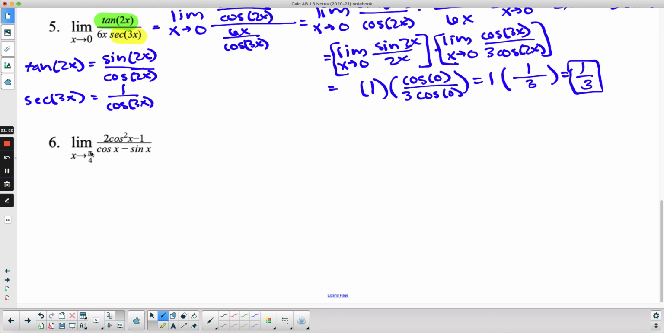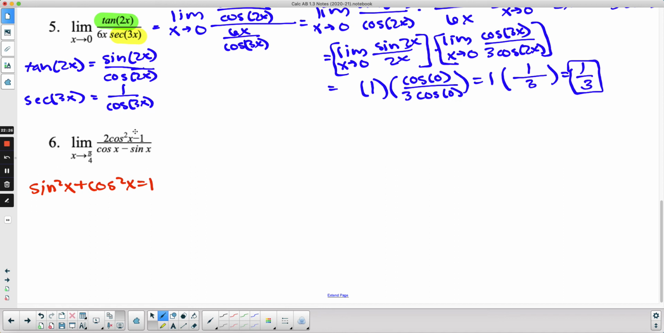So here, if we plug in pi over 4, cosine of pi over 4 and sine of pi over 4 are the same, so we get 0 on the bottom. So direct substitution won't work. So we're going to have to manipulate this somehow. So the trick here is to see, okay, we have a 2 cosine squared. Anytime I see a cosine squared or a sine squared, I automatically go to the Pythagorean identity that involves sine and cosine. So sine squared plus cosine squared equals 1. That's always a good one to remember.